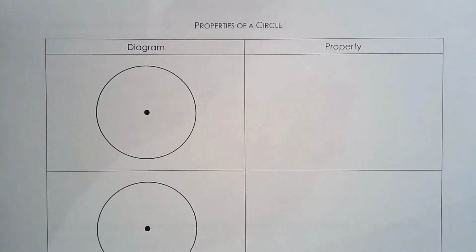So we've talked about the properties of a triangle, and we've talked about the properties of a quadrilateral. Now it's time to talk about the properties of a circle. We have 4 properties here, but to be honest with you, we could have really done with 3. But you know what? Let's just jump straight into it.